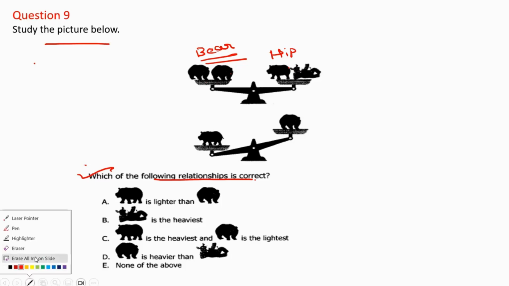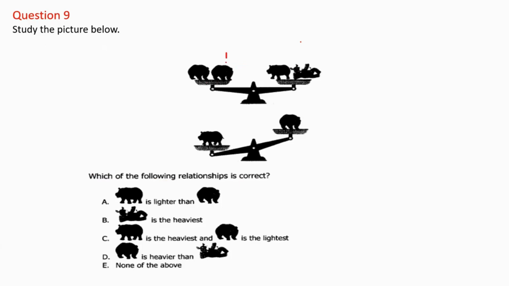We can just allot them some alphabets. Okay, let's say we allot them alphabet A. This is alphabet B, and this third picture is alphabet C. So over here, this is alphabet A again, and this one over here, alphabet B. Okay, now it's easier for us. So which of the following relationships is correct? If we just look on the second weighing scale, this is heavier, that alphabet B is heavier compared to A.